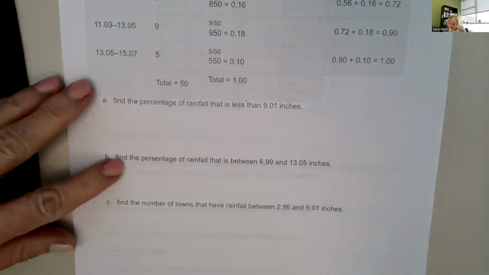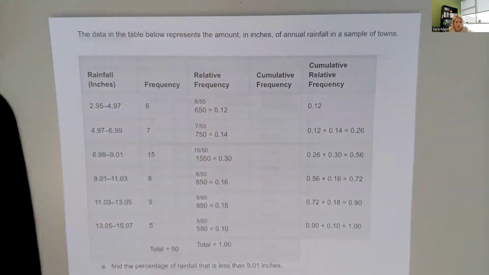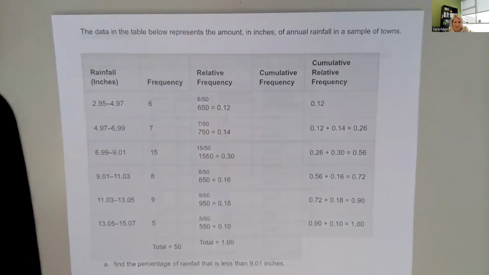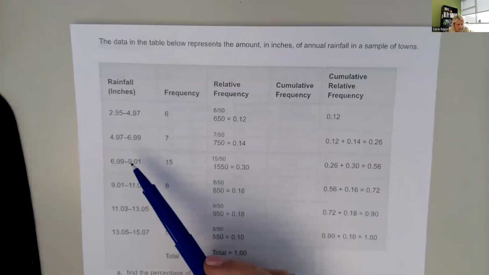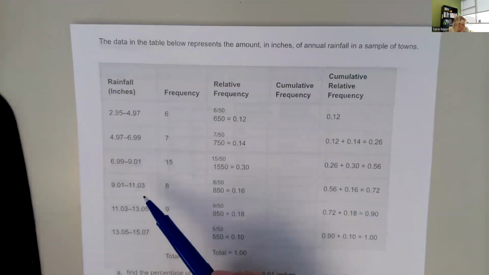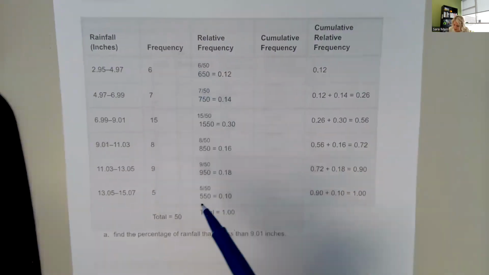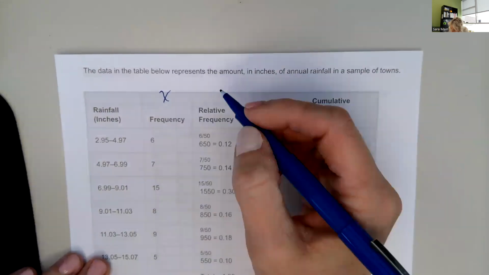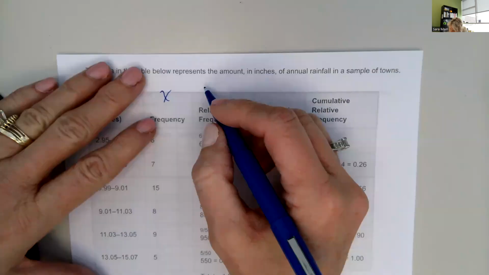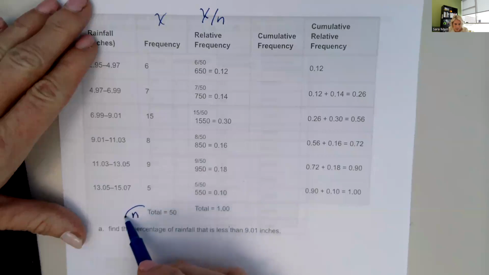The next page, I gave you a table. It says the data below represents the amount in inches of annual rainfall in a sample of towns. So we have it's actually in groups here. And then this column is the frequency, so the X. This is the relative frequency, which should be X divided by N. And we can see N is our total down here, 50.